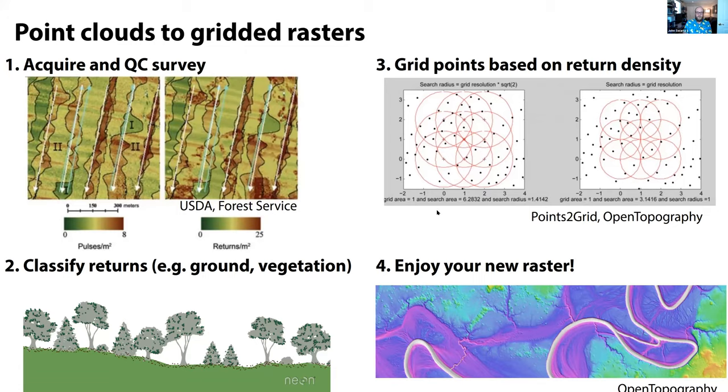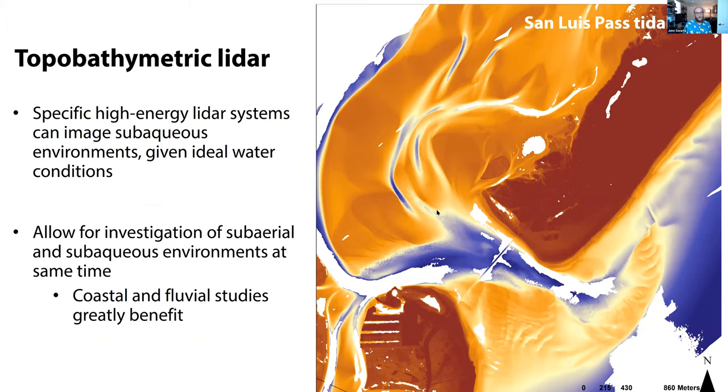So LIDAR is not just about terrestrial systems, however, and I'm just going to put this out here because I think it's a really interesting and important point, especially as the technology becomes more mature and its uses become more ubiquitous. We have the ability through certain LIDAR platforms to acquire topobathymetric LIDAR, which allows us to basically see through the water column if water conditions are correct. And so what we can do here is capture the elevation structure or the landscape structure of the subaerial and subaqueous environments at the same time without using different surveys or different types of acquisition technology.